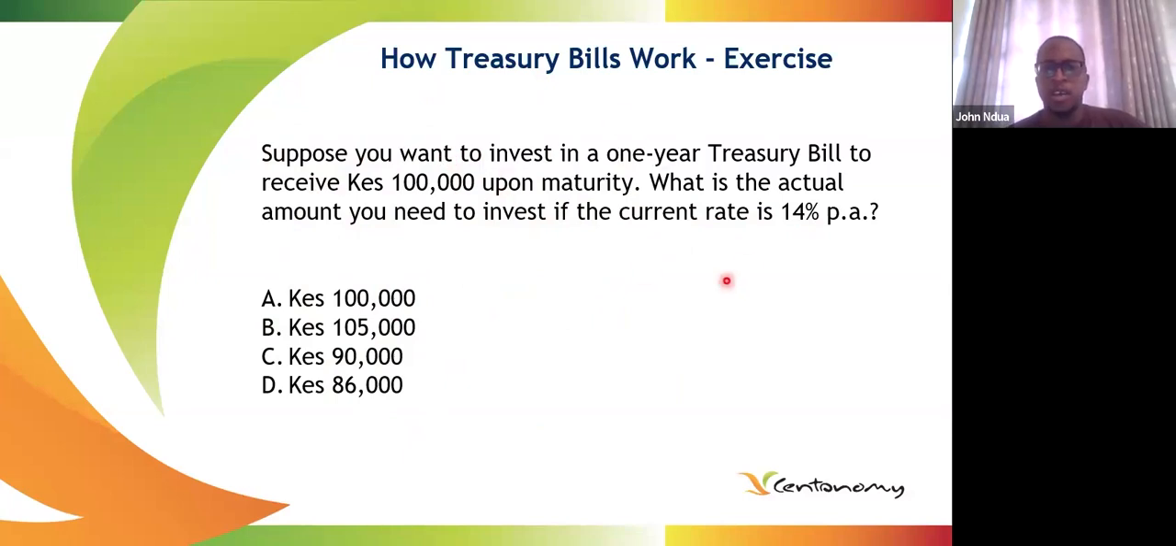So suppose you want to invest in a 1-year treasury bill to receive 100,000 upon maturity. What is the actual amount you need to invest if the current rate is 14%? So take a few minutes to use the chat function.